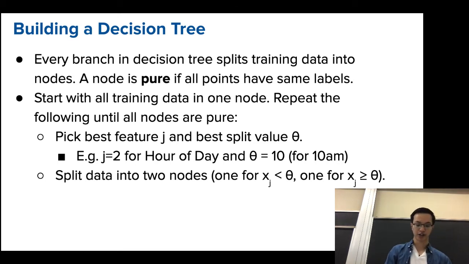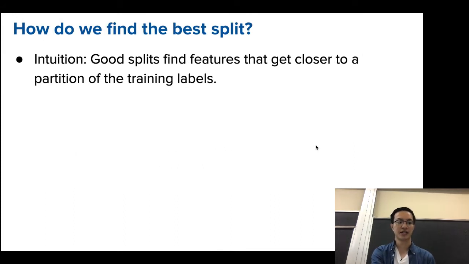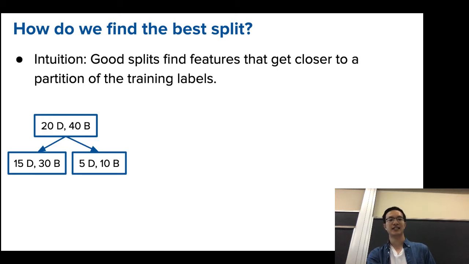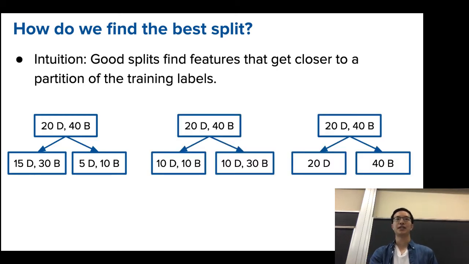Okay, so the question here is, how do I find the best feature j and the best split value? The intuition here is that good splits find the features that get closer to a partition of my training labels. So let's say I have these three splits. I have this node up top, and I want to figure out which split is the best. These three are alternative splits, so I can pick one of them to use. Let's get some intuition about which split would be the most informative one.